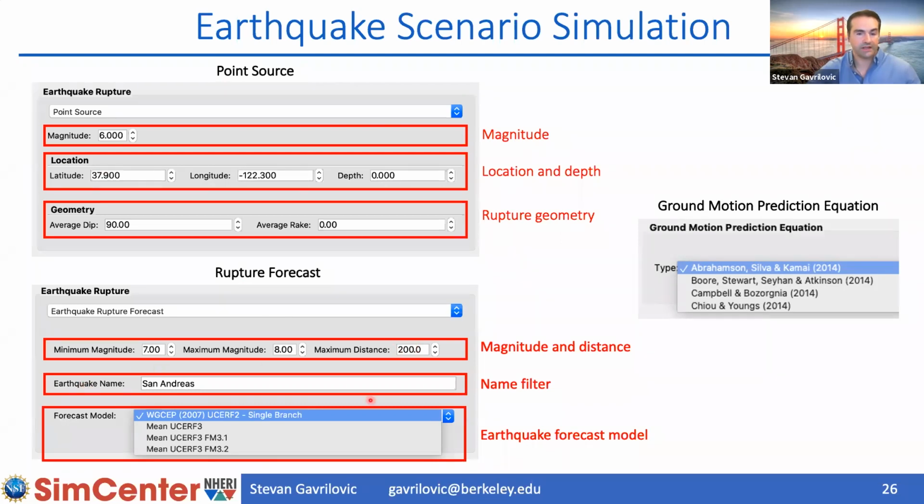And you could also filter down the fault selection according to earthquake name. So if I type in San Andreas, it's going to look at the San Andreas fault. And then you can select the forecast model right here below.